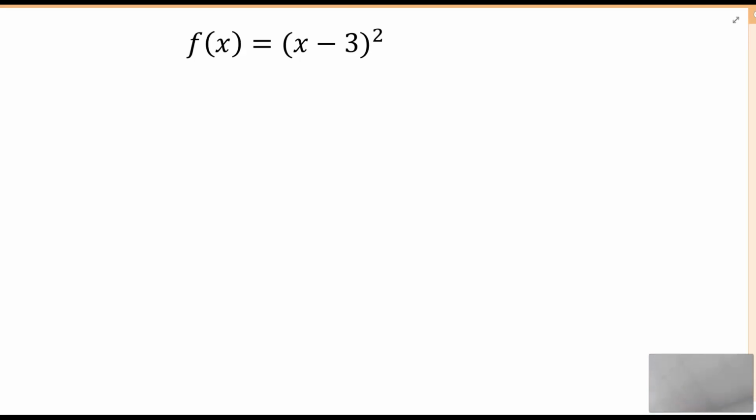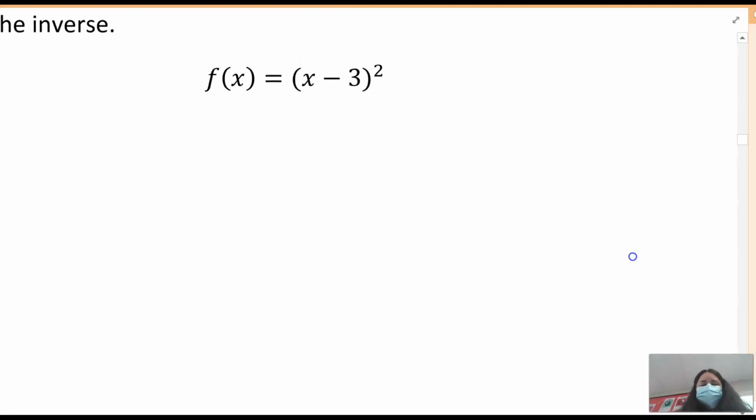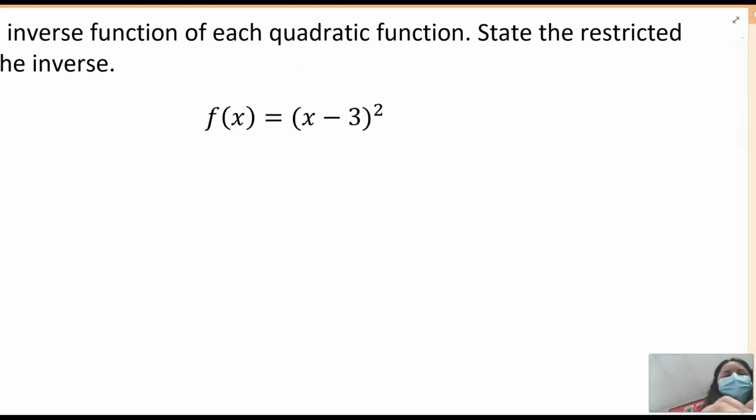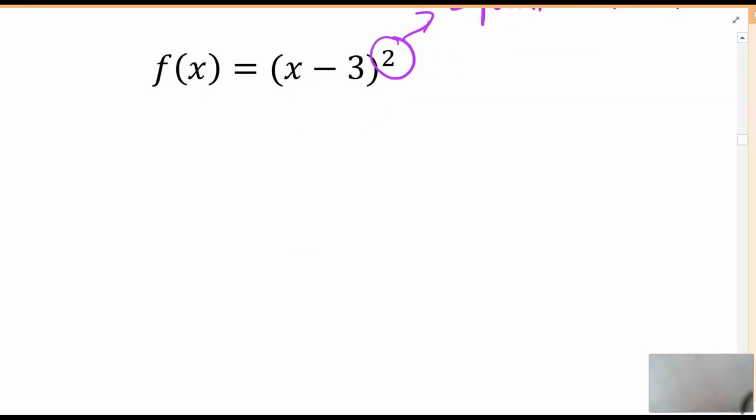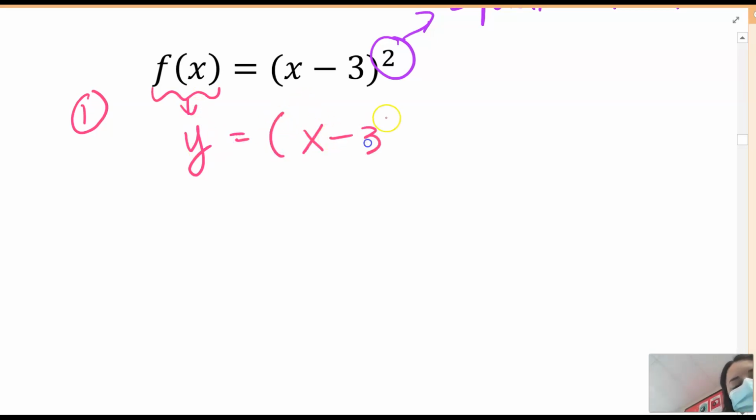So for this one, that squared tells me what? Is it going to be a square root or cube root? Square root. This one tells me it's going to be square root. So am I going to need a restricted domain? Yes. Okay, good. So step 1 and step 2, again, they're always the same. Step 1 is to switch f of x to y. Everything else stays the same.